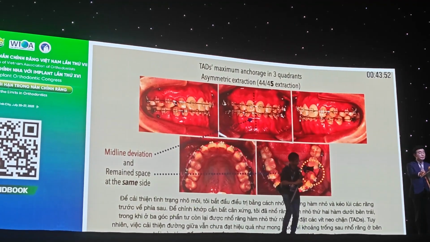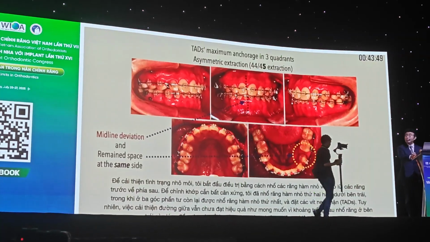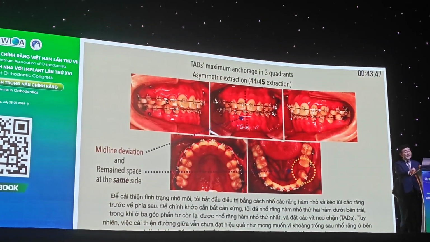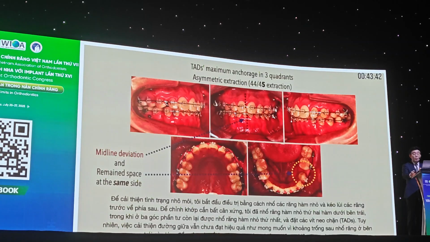Retracting the anterior teeth distally. To correct the asymmetric occlusion, I extracted the mandibular second premolars on the lower left quadrant, while the other three quadrants underwent extraction of the first premolar and installation of TADs. Despite these efforts, the midline improvement remained slow.